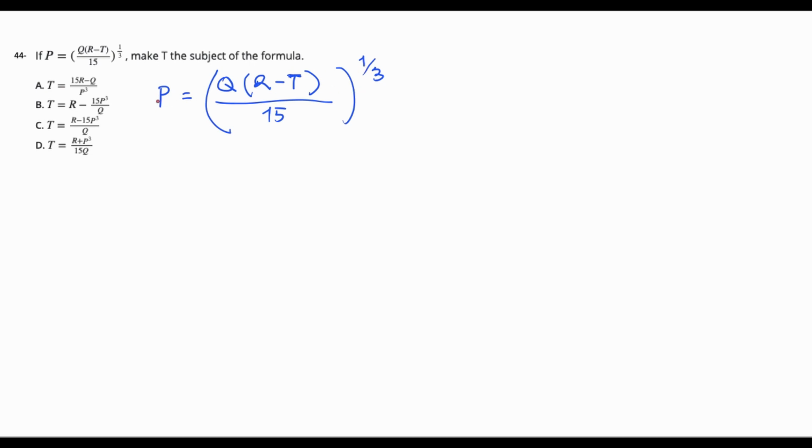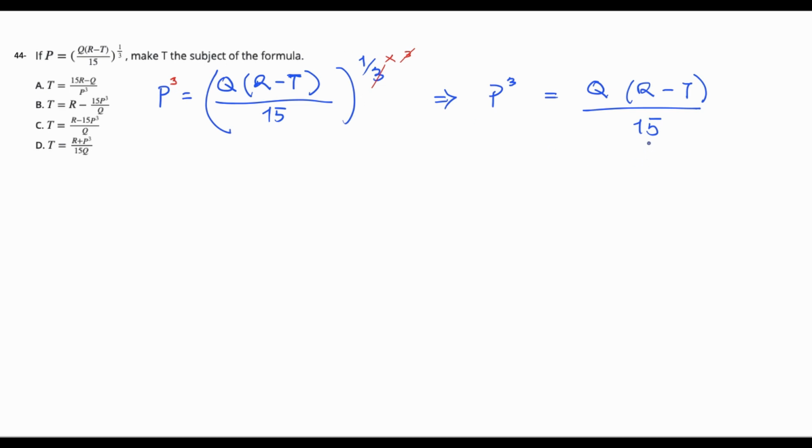So we raise both sides to the power of 3. If we do that, this will cancel out this to give us 1, so the bracket is effectively removed. And this side will be P raised to power 3. So our new equation is P raised to power 3 is equal to Q(R minus T) divided by 15.